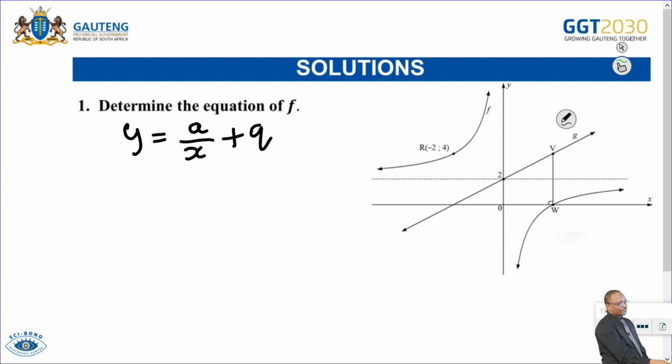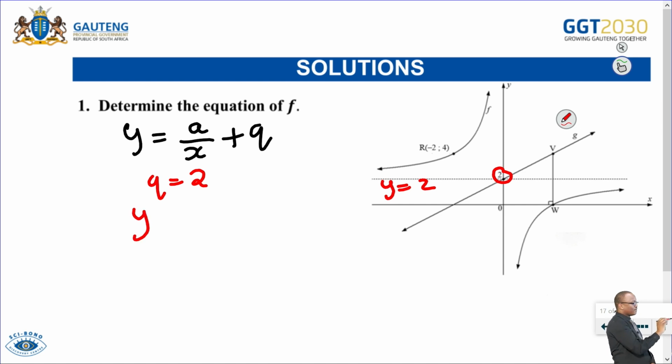So now, we agree that y is equal to 2, which is the equation of the asymptote. In this case, q is equal to 2. So we're going to have y equals a all over x plus 2.